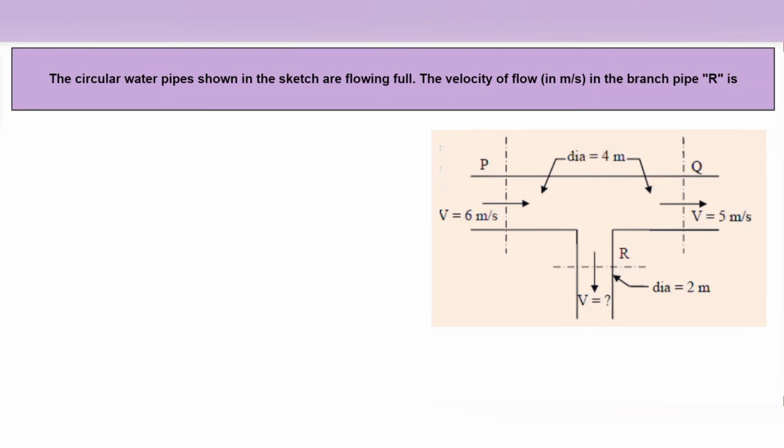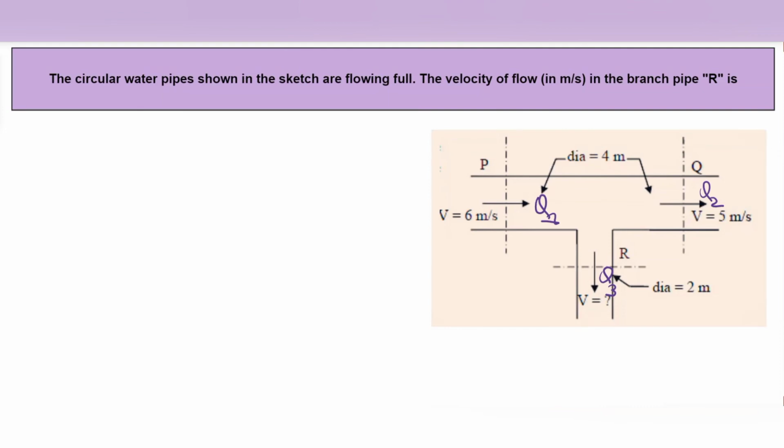The circular water pipes shown in the sketch are flowing full. The velocity of the flow in meter per second in the branch pipe R is dash. Here in this diagram, the velocity is given to us for P and Q, and in the branch pipe R we need to find the velocity. Here let's say that the discharge is Q1, then here it is Q2, and for this it is Q3.